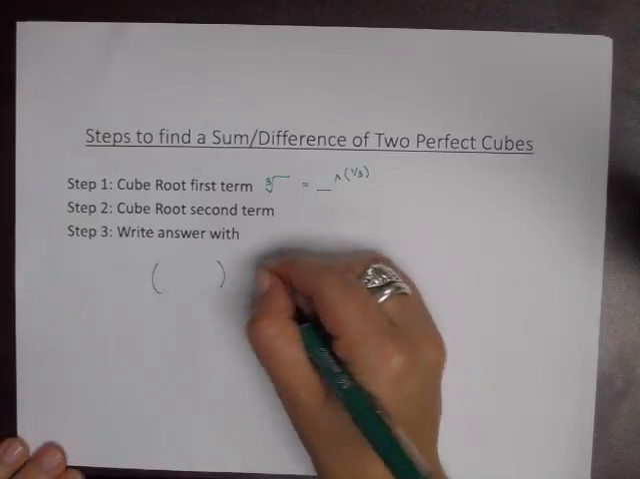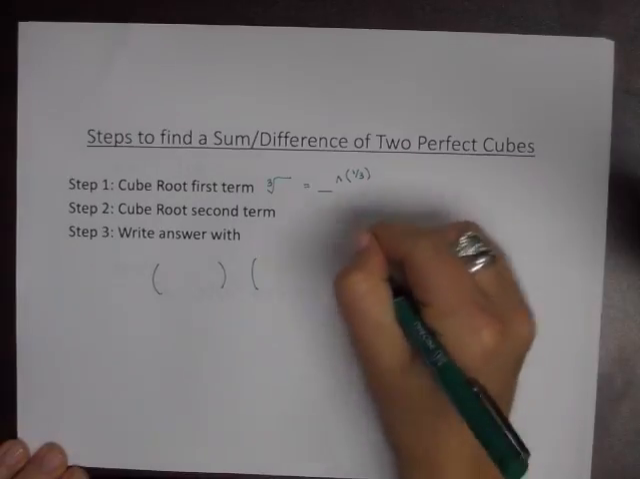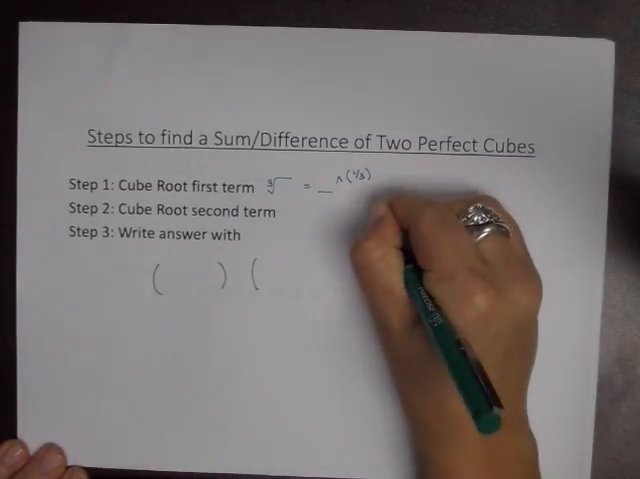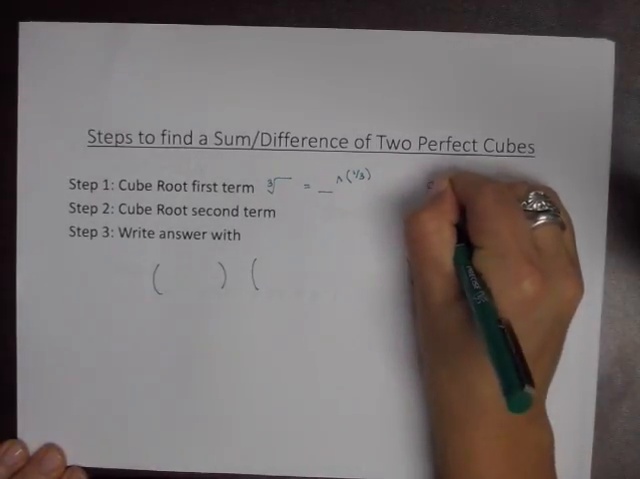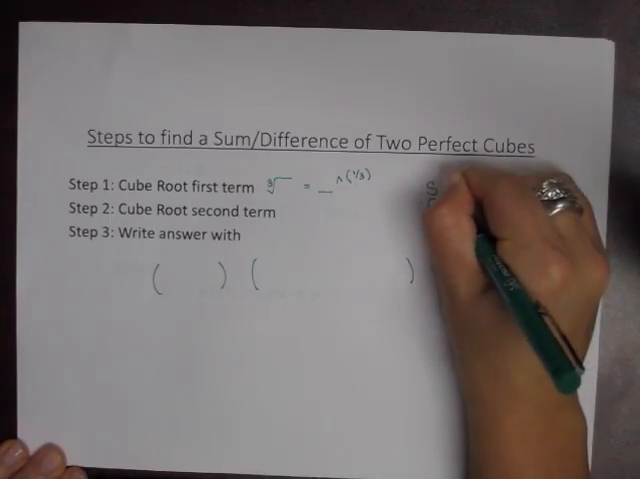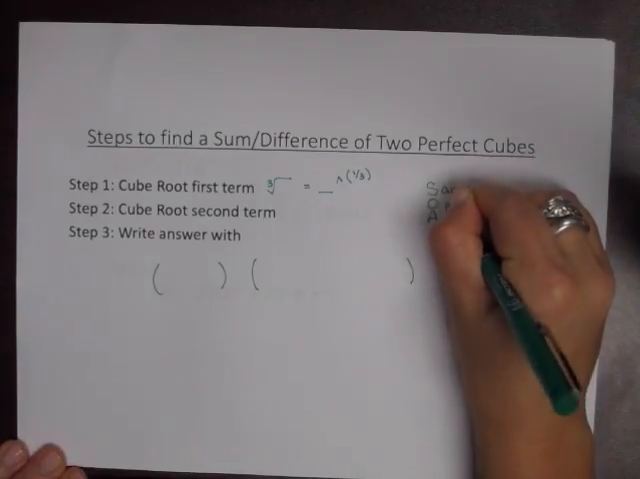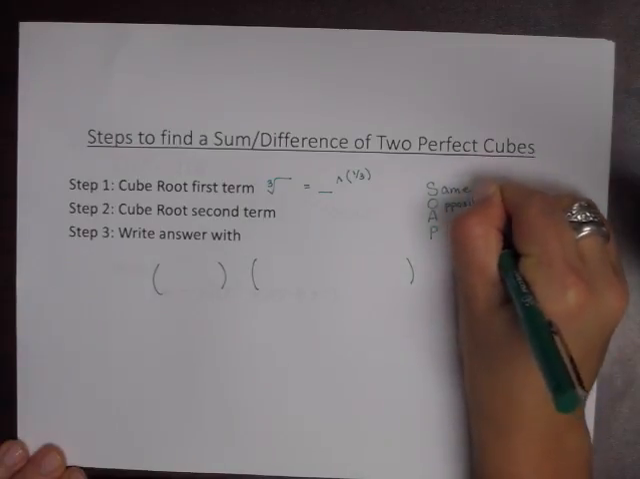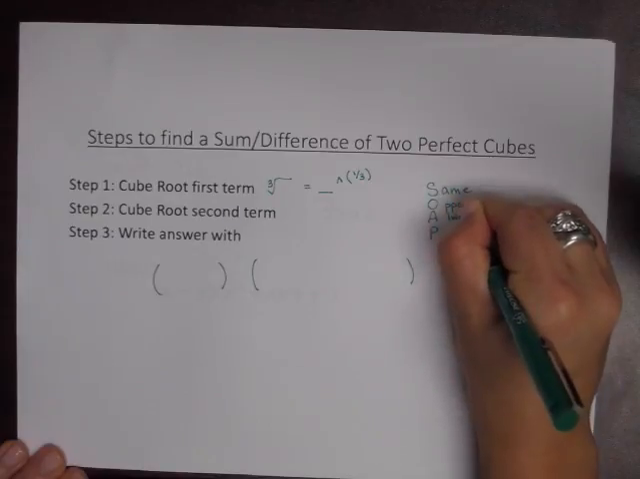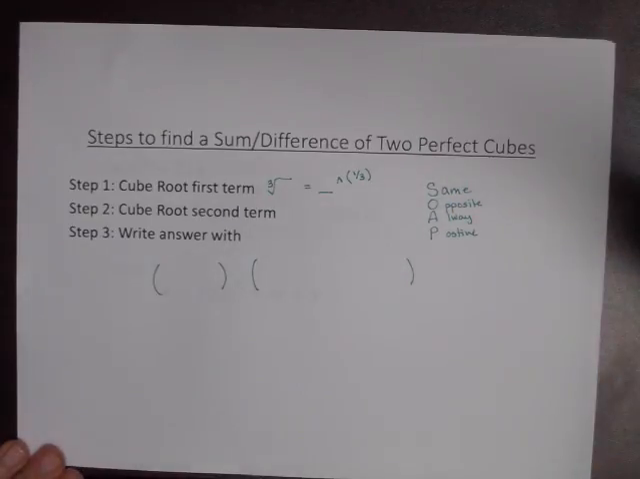So remember, we have to have a binomial, and then we have to have a trinomial. And what I want you to think of to help us with our signs is SOAP. SOAP stands for same, opposite, always positive. If you remember SOAP, then you're going to set up your signs just fine.